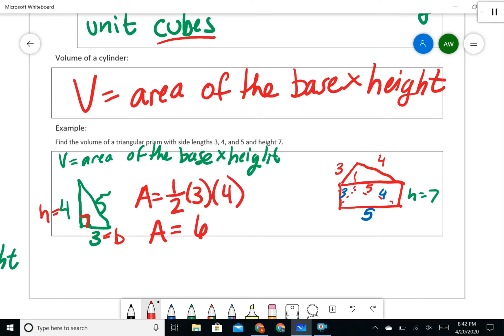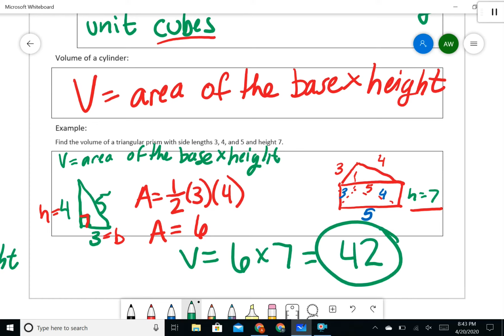That means the area of the base is 6. We also know that our height is 7. So the volume is the area of the base, which is 6, times the height of the prism, which is 7, and that gives us 42. And that means that our answer is 42.